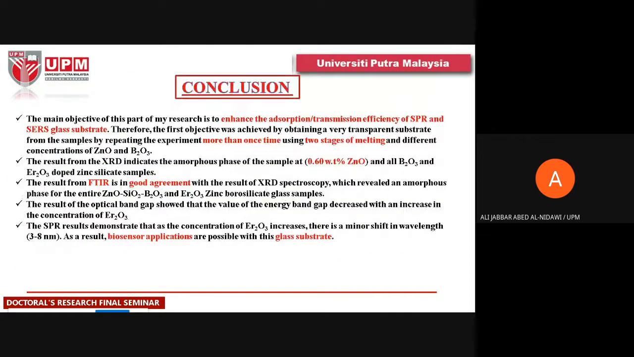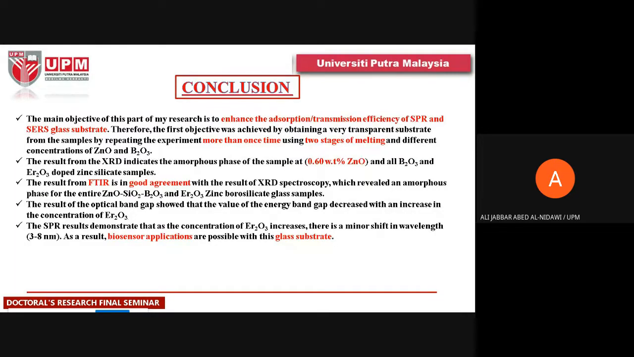As a conclusion, the main objective of this part of my research is to enhance the absorption and transmission efficiency of surface plasmon resonance and surface enhanced Raman spectroscopy glass substrate. Therefore, the first objective was achieved, obtaining a very transparent substrate from the samples by repeating the experiment more than once using two stages of melting and different concentrations of zinc oxide and boron oxide.